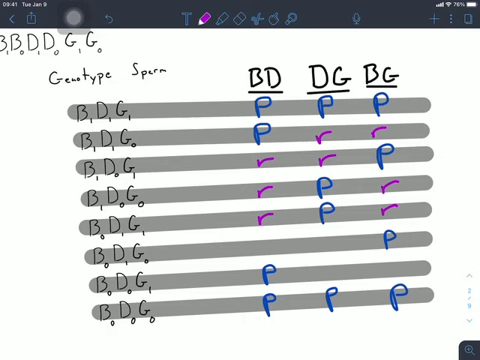1 0, 1 0, 1 0. 1 0, 1 and 0. And 1 and 0. Then you're going to go through and make sure that you've got 4 parental and 4 recombinant types in each column.